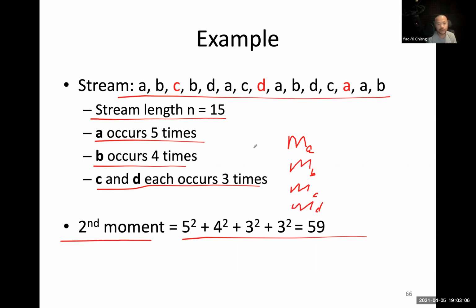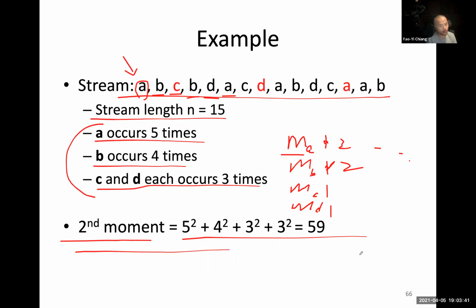So how do you do that if you have enough memory space? Starting from here, you see A, you create a variable MA, you set it to 1. Now you see B, you set it to 1. C, set it to 1. You look at B again, so this becomes 2. You have D equal to 1. A, this becomes 2, and so on, right? So eventually you're going to have this. Then you can calculate your second moment, okay?